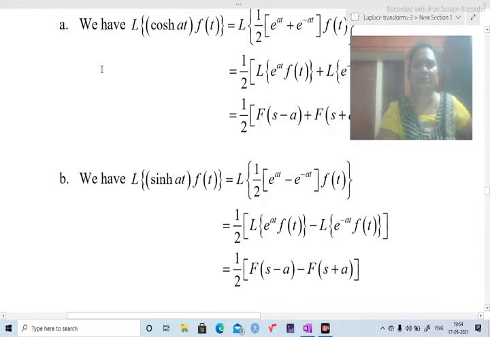Now I am going to prove the second one, that is L of sin hat into f of t. Replace sin hat with e power at minus e power minus at by 2. Take 1 by 2 outside by using linear property and write down L of e power at into f of t minus L of e power minus at into f of t. Again, by using first shifting property, the value of this term is F of s minus a, and the value of this term is F of s plus a.